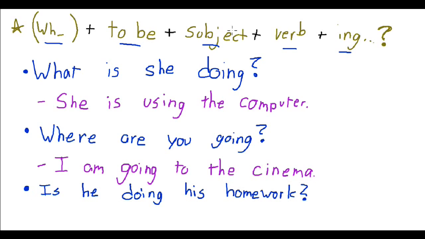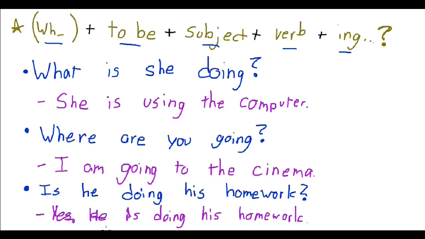So we have is, the verb to be, the subject he, the verb do, plus ing, doing, and then extra we have his homework, correct? His homework. So if we look, is he doing his homework? The answer, you could say, yes. Okay. He is doing his homework. Okay, got a little scribbled there, but yes, he is doing his homework.